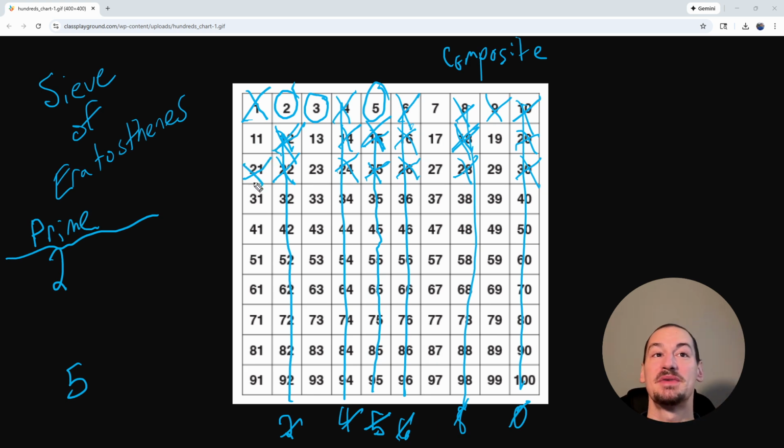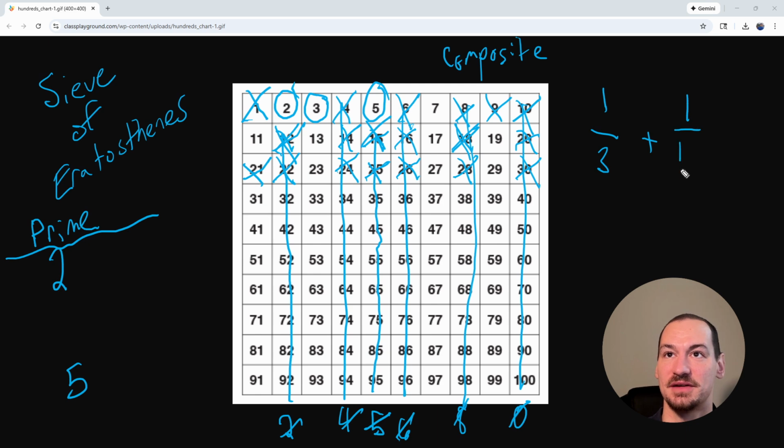And of course it makes sense that some of these numbers are getting crossed off twice, because not only are they multiples of 3, but they could be multiples of 2, like 6 was, or they could be multiples of 5, like 15 was. So it's not like they are only multiples of one number. Sometimes those multiples overlap, and that's a very useful idea when you're doing something like adding fractions with different denominators.